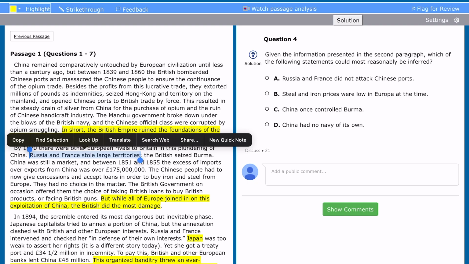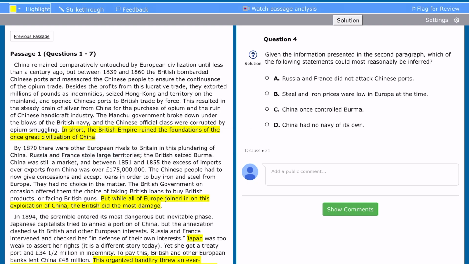B. Steel and iron prices were low in Europe at the time. It says here the Chinese people had to now give concessions and accept loans in order to buy iron and steel from Europe. It's possible that the prices of this iron and steel were low, but again, we're not told anything about before and after. All we know is that they had to take loans in order to buy these.